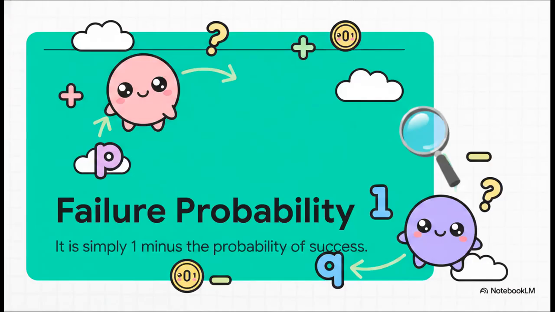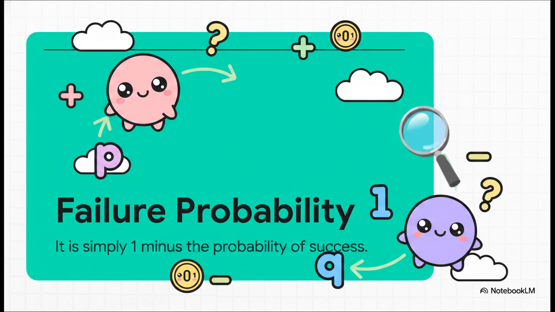So the crucial point is that because there are strictly 2 outcomes, a really beautiful mathematical relationship emerges. If you know your chance of success, P, you automatically know your chance of failure. It's kind of like a seesaw. Since there are only 2 possibilities, they literally have to add up to 1 whole or 100%. Therefore, the probability of failure is simply 1 minus the probability of success.